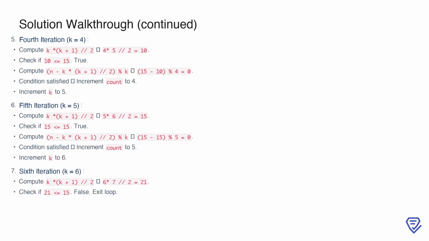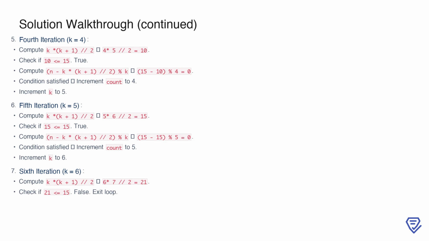When k is 4, the sum of the first k numbers is 4*5/2 equals 10. Since 10 is still less than or equal to 15, we check the condition, (n - k*(k+1)/2) % k. Substituting the values, (15 - 10) % 4 equals 0, so the condition is satisfied. We increment count to 4 and increase k to 5. Now, for k equal to 5, the sum becomes 5*6/2 equals 15. Since 15 is equal to n, we check the condition once more. Here, (15 - 15) % 5 equals 0, so the condition holds, and we increment count to 5.